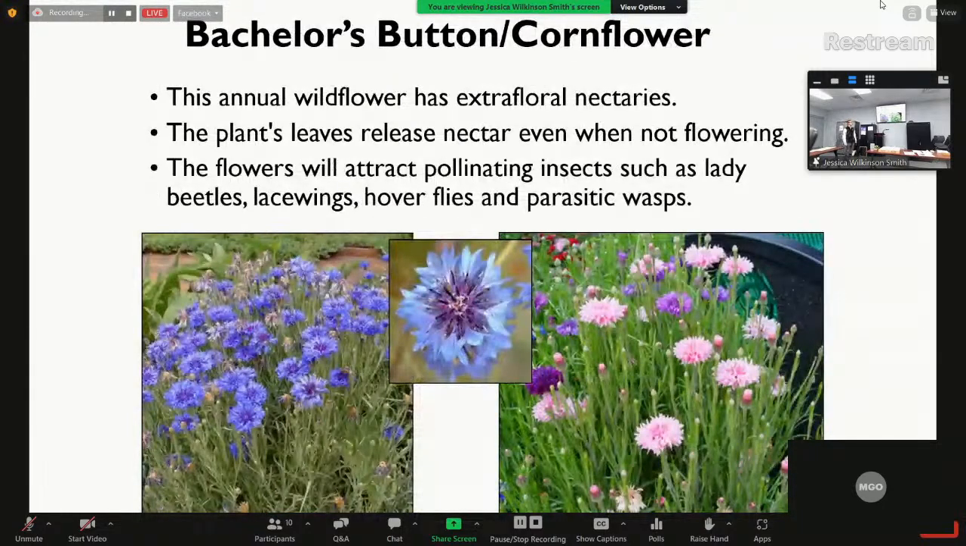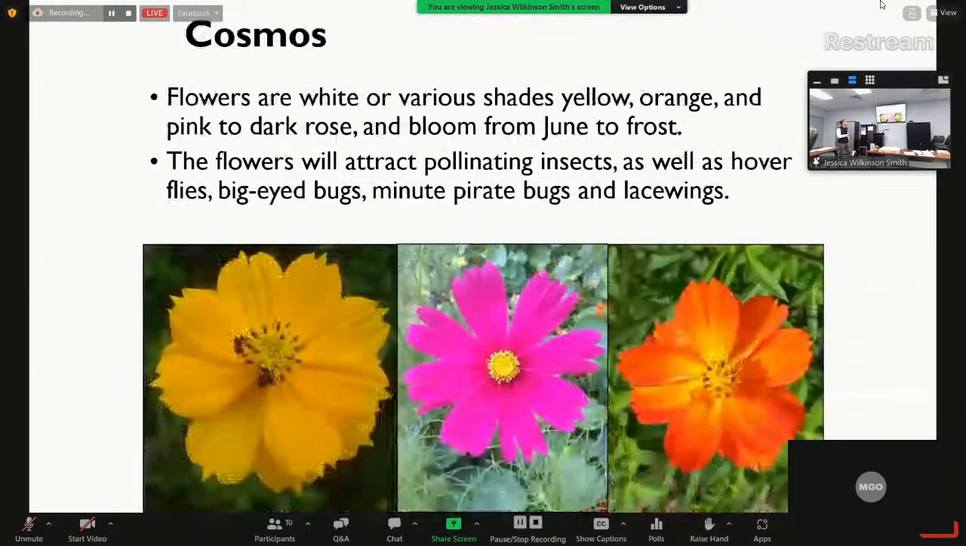Cornflower, or bachelor's button. I just call it cornflower. This one's really cool because even when it's not in bloom like this, it has extra floral nectar. So instead of robbing the flower, it says, "Oh, I have nectar here for you." So really cool resource there, even when it's not in bloom.